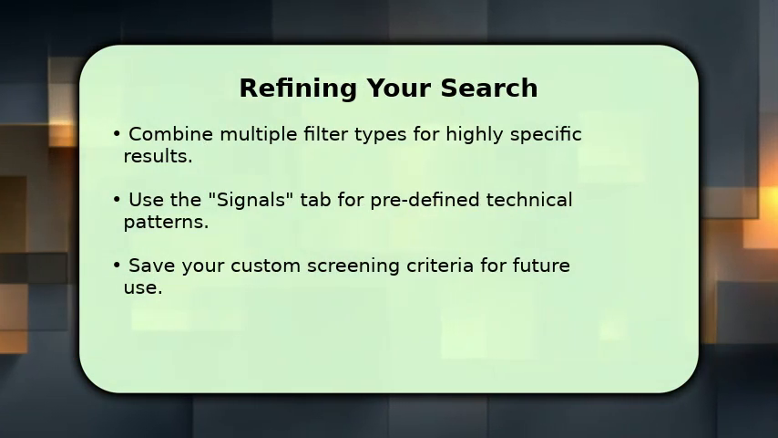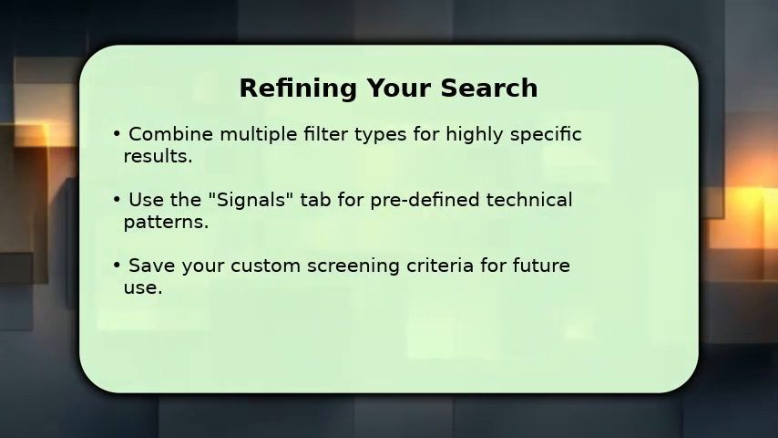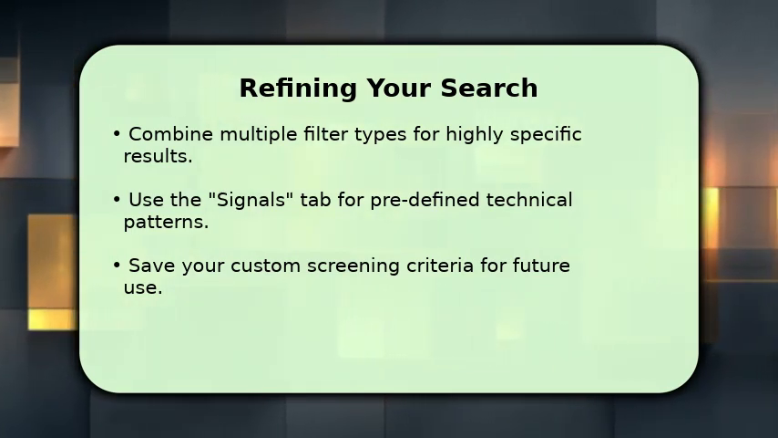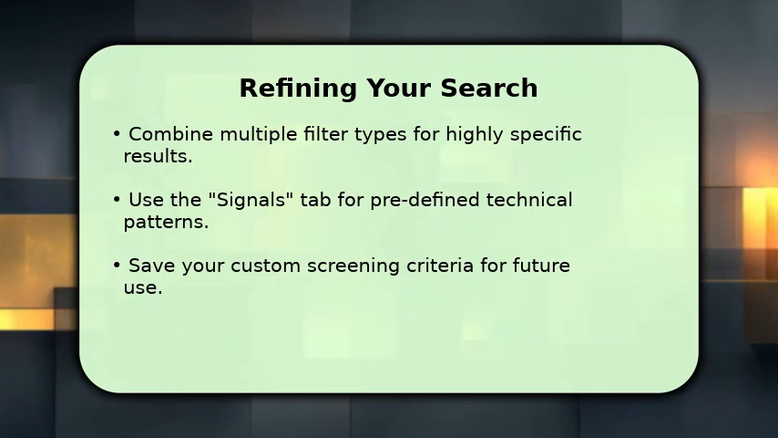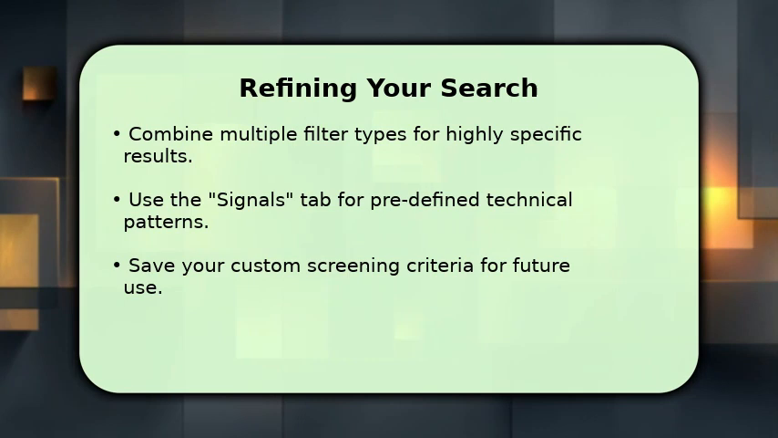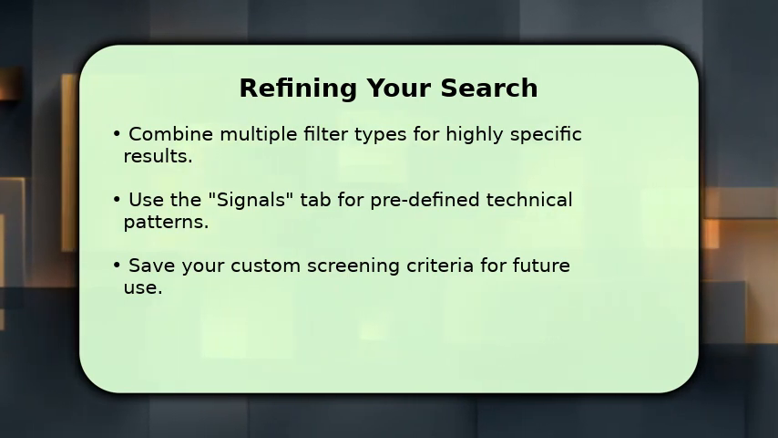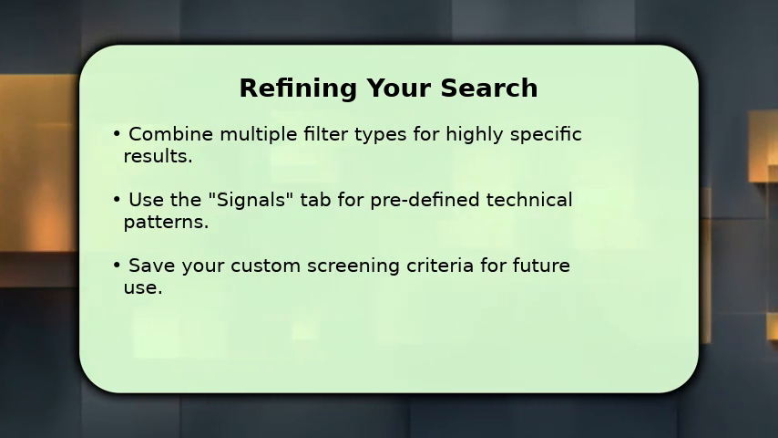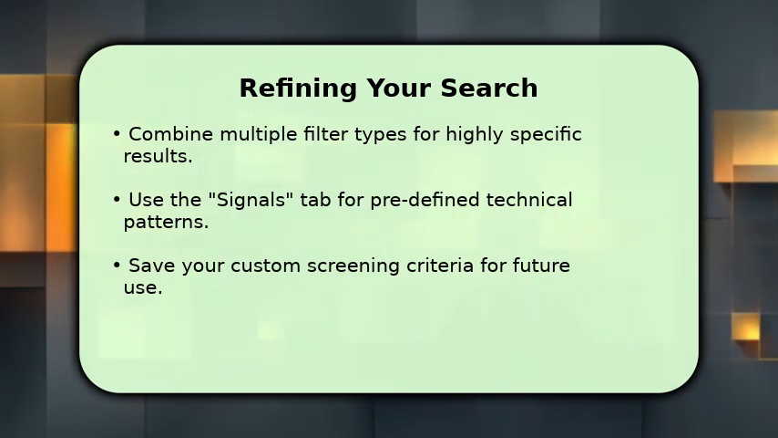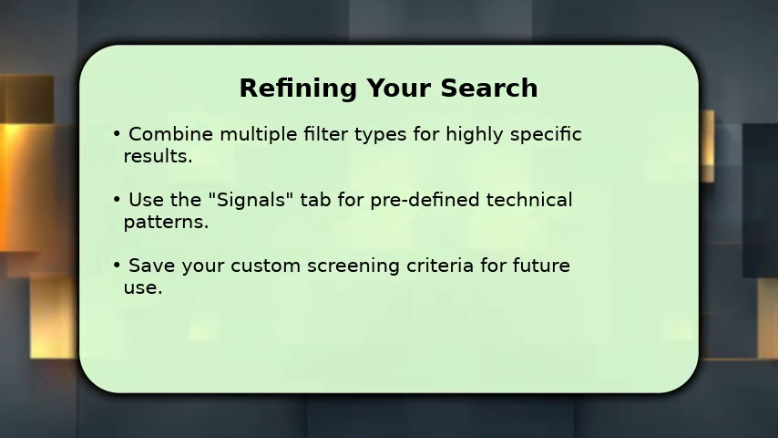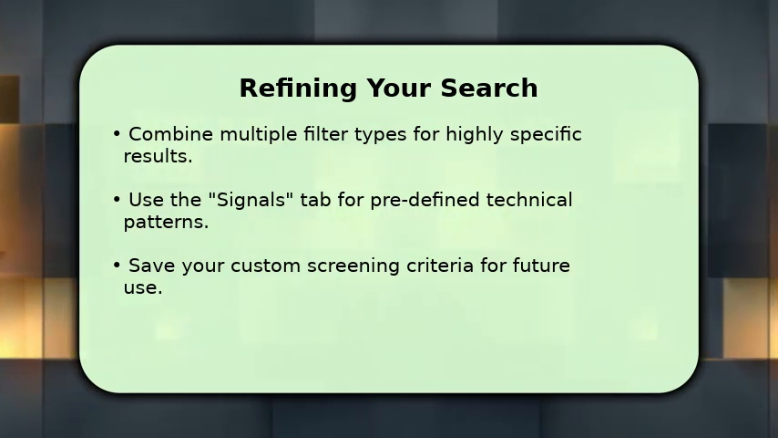Now, let's refine your search by combining various filter types. For example, you might look for companies with a return on equity over 20% and a 50-day moving average above the 200-day moving average. The Signals tab offers quick access to predefined technical patterns like double bottom or wedge up. Remember to save your custom screens using the portfolio feature for easy access later.